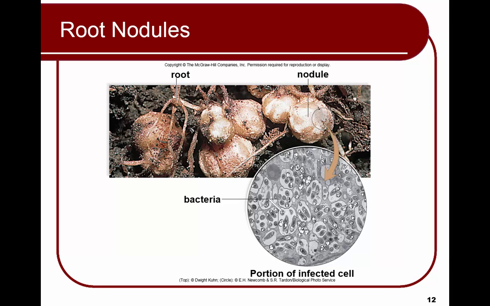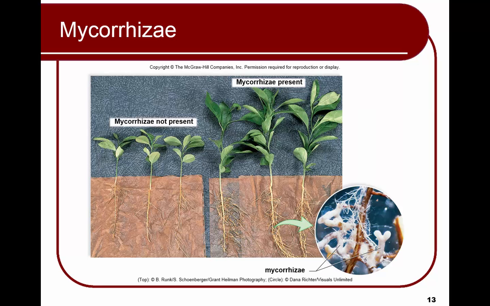This is showing you those root nodules that are on the roots of some plants, and again, they can take the nitrogen out of the atmosphere and turn it into a usable form for the plant. This is showing you the mycorrhiza that you find with the fungus that's on the plant, and the one that doesn't have the mycorrhiza, it's not as healthy a plant. And look at the roots, how they're different if they have that mycorrhiza there.